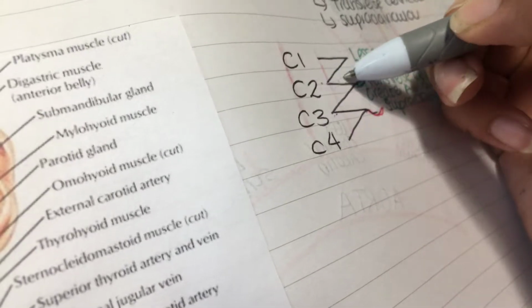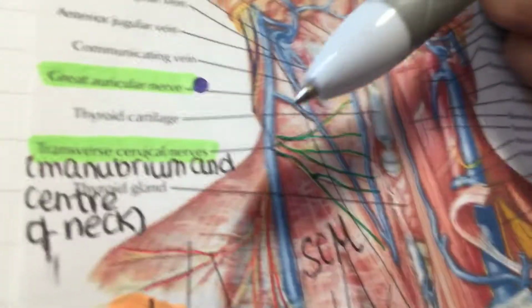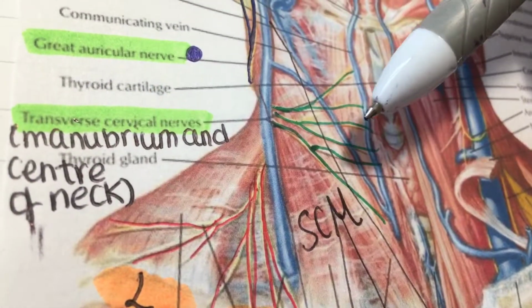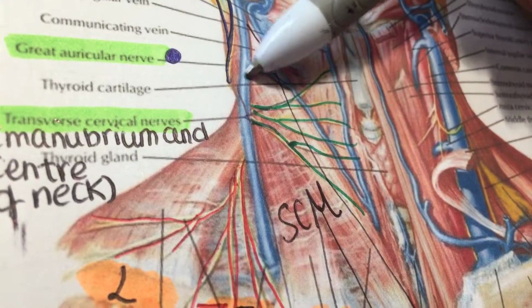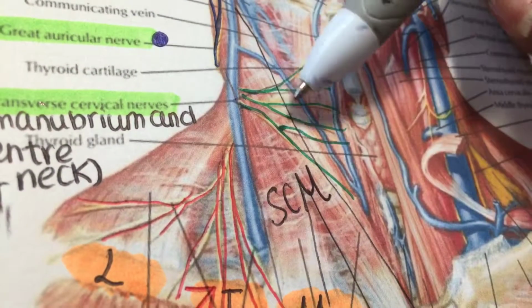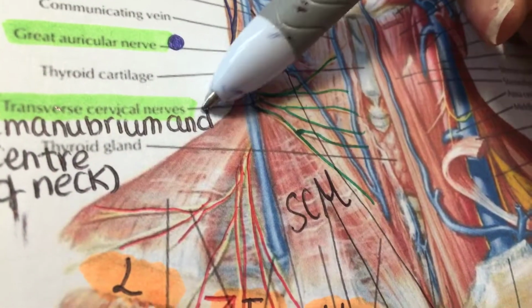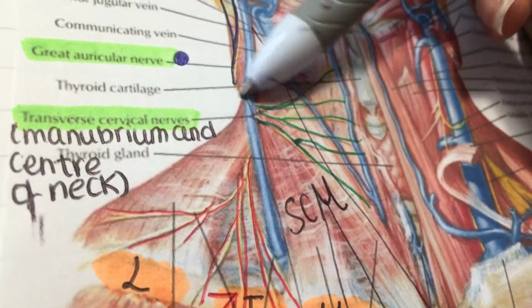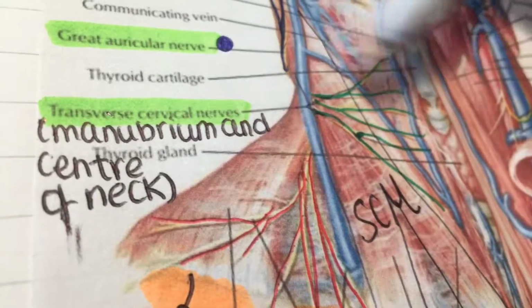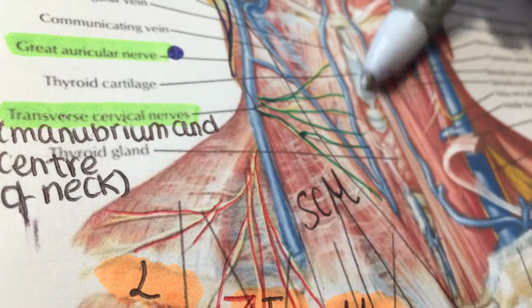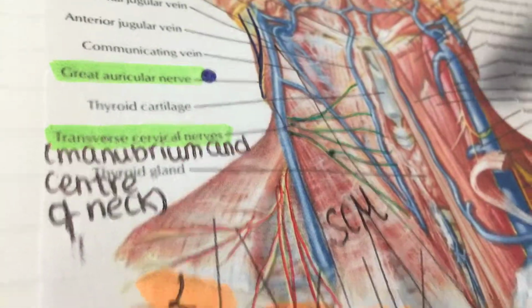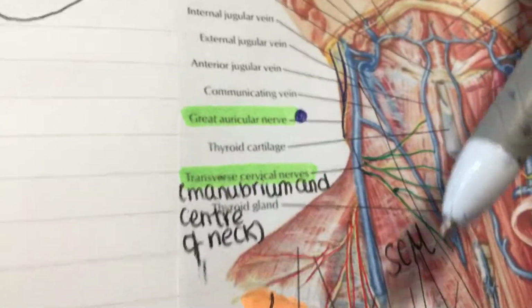This arises from C2 and C3. So if you look at C2 and C3 and where these transverse cervical nerves arise from, here are the transverse cervical nerves. They arise from the lateral side of the neck, and they come from obviously C2 and C3 spinal roots, and they cross the sternocleidomastoid muscle, and then they will innervate the manubrium and the center of the neck, as you can see in green here. Okay, so that's the transverse cervical nerve.